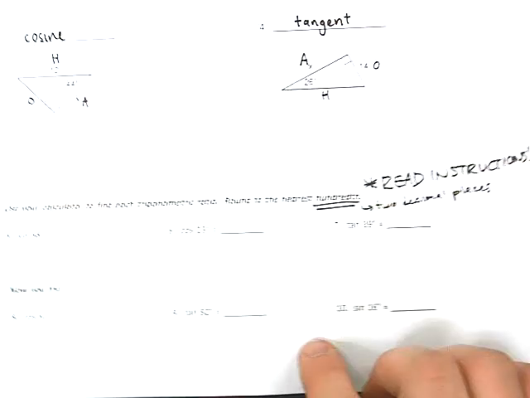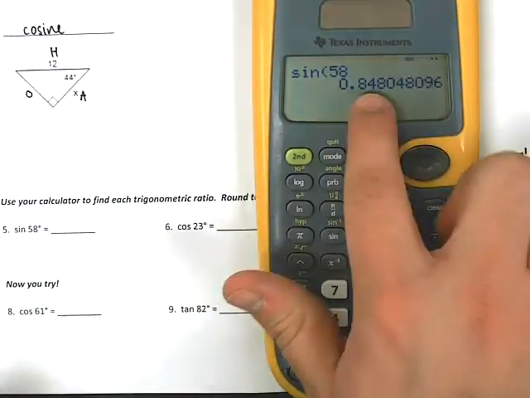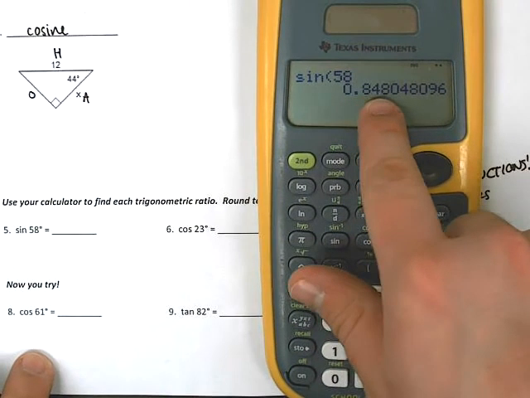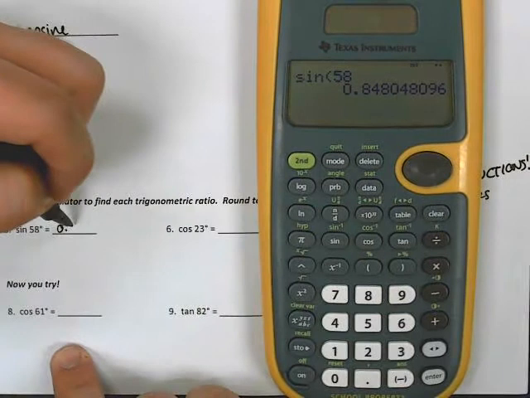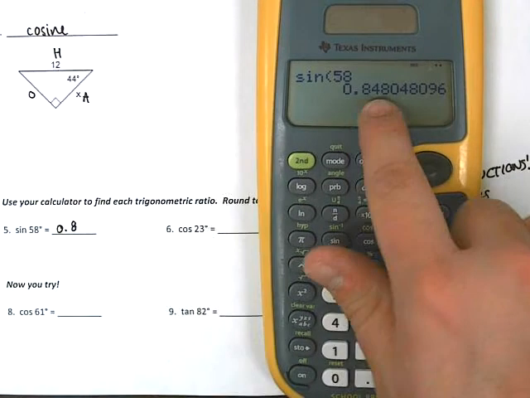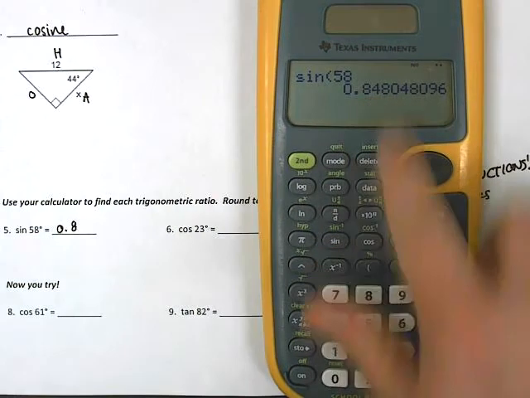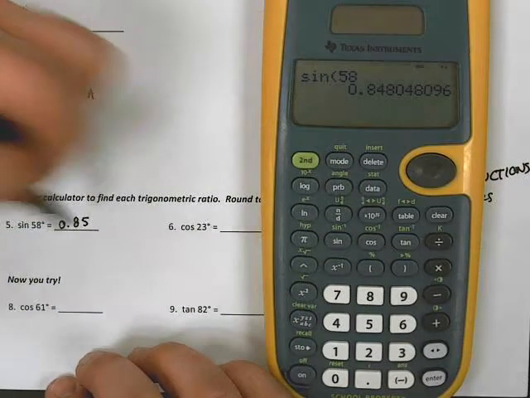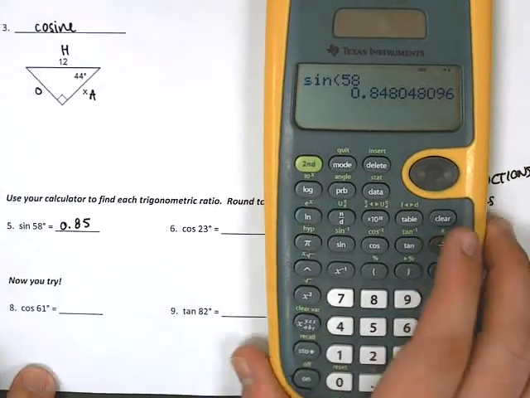So if I look at this 0.848, that means I'm looking right here. This is the last spot I want to write, 0.8, and then I need to decide, am I rounding up or down to the 4? Up to 5 or down to 4? And because this is an 8, I'm going up. Beautiful.